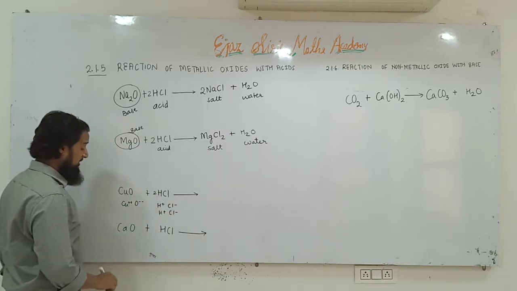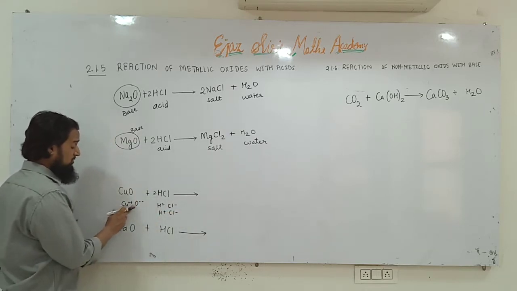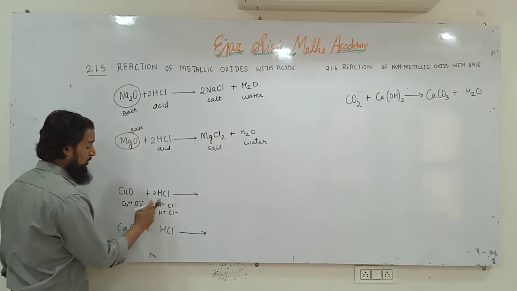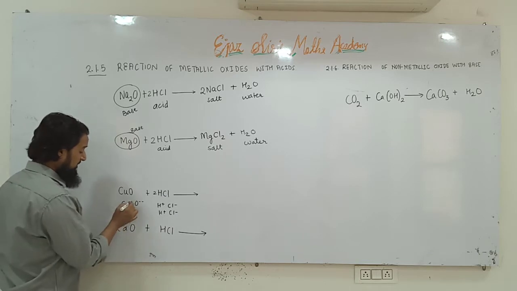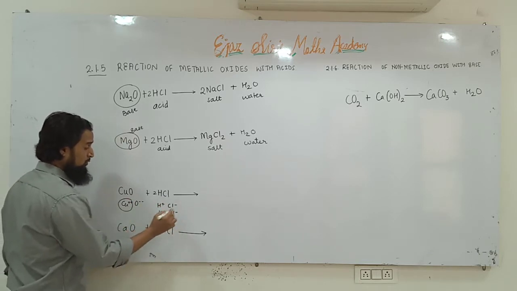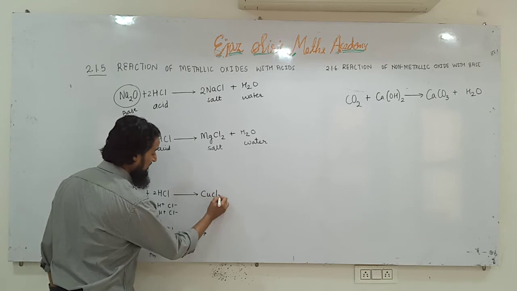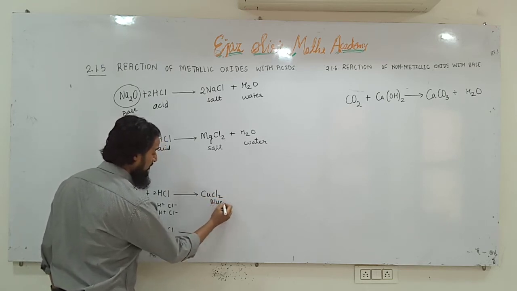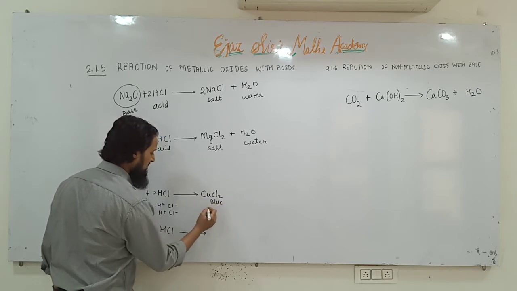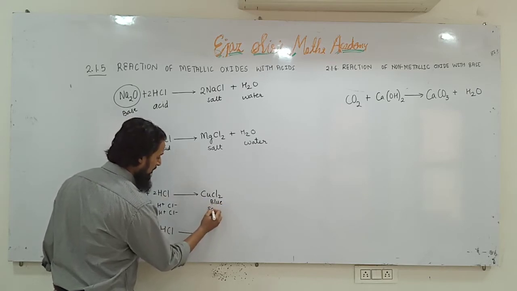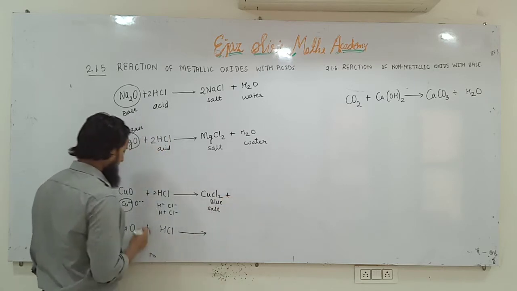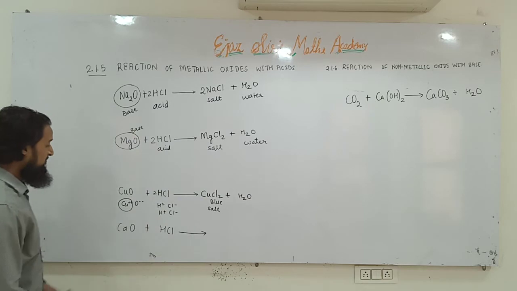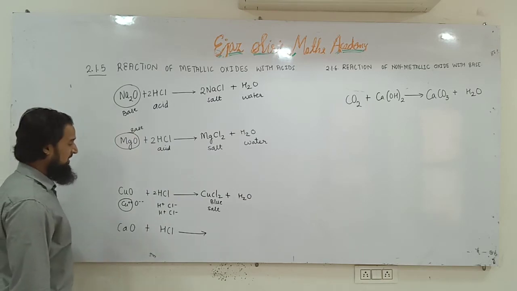You know how to balance a chemical reaction. So Cu2+ O2- will be H+ Cl-, H+ Cl-. We will take 2 molecules of HCl and the product will be CuCl2, and it is a blue colored salt. No, greenish blue or bluish green. Let us write blue only. Blue salt plus H2O. This is water, H2O. So here we have balanced this reaction also.